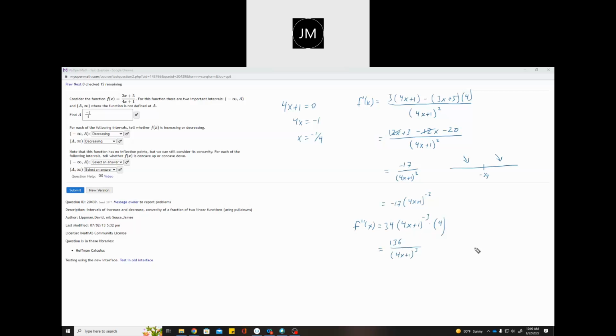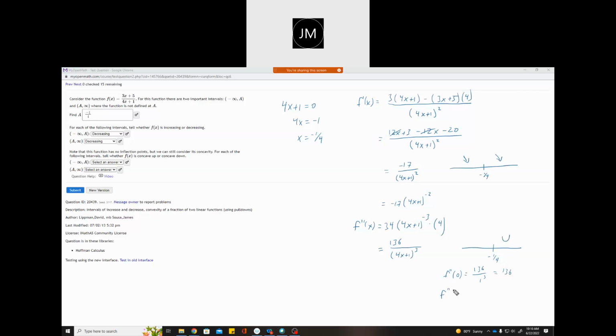So if I repeat the same thing, I have my negative 1/4. There's no new critical points for the second derivative. What I'm going to do is test a number from each side. So f double prime of 0, that would be on the right side, will give me 136 over 1 cubed, which is 136. That's positive, so it's concave up.